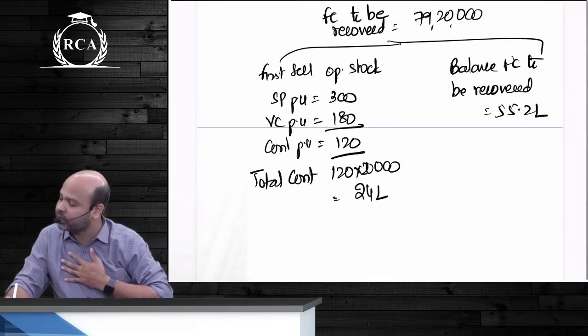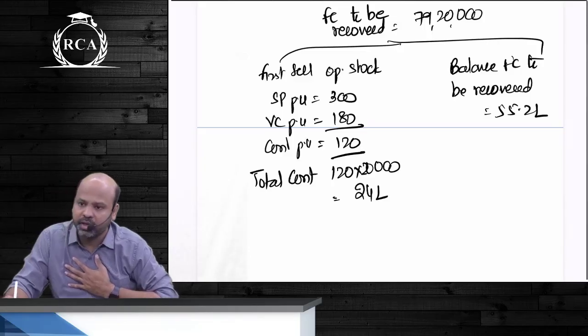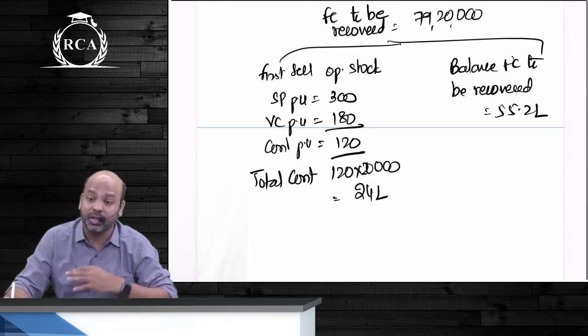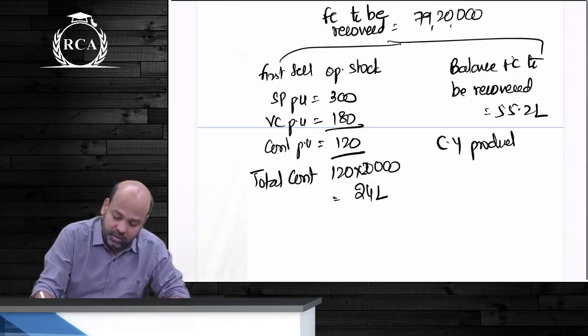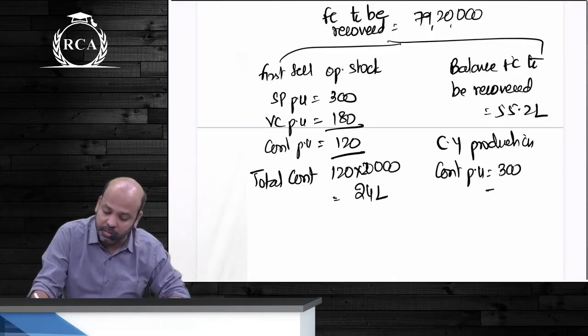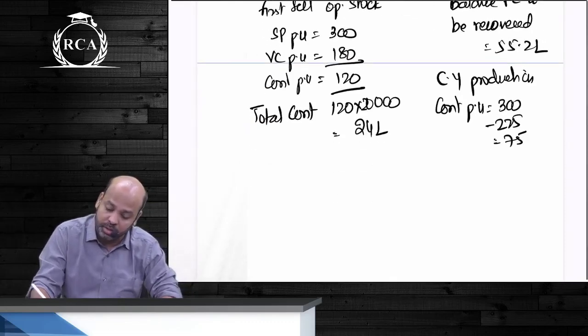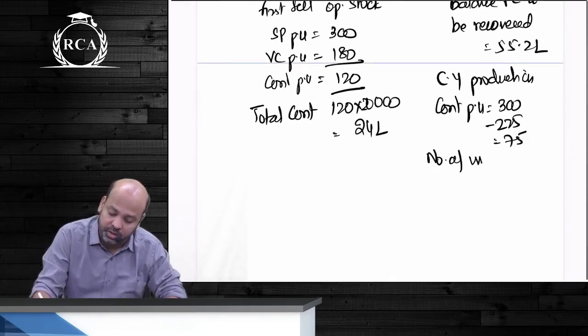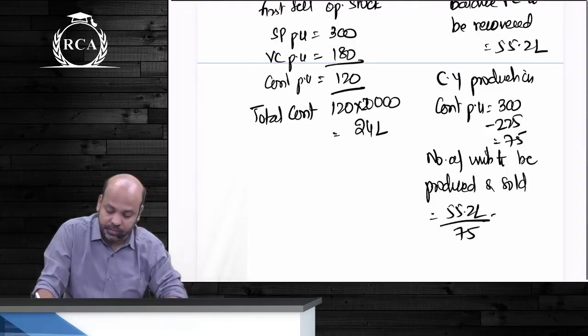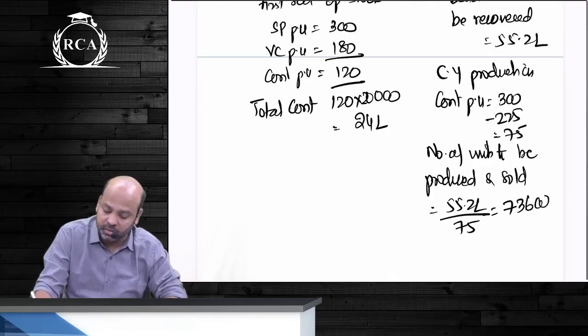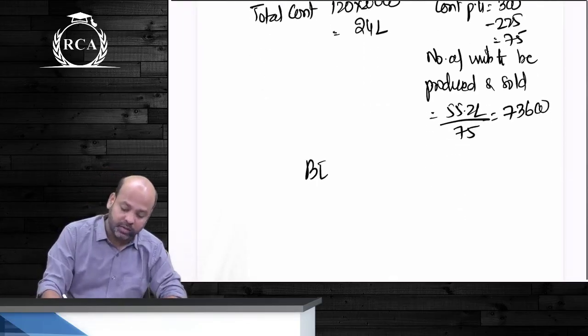This balance fixed cost to be recovered as such, beta, 55 lakhs 20,000 rupees will be recovered from the current year's production. Current year's production, guys, contribution per unit is 75 rupees. 300 minus 225. What are the number of units to be produced and sold in the current year? Number of units to be produced and sold, guys, will be 55 lakhs 20,000 divided by 75. 73,600. My break even point is 93,600.